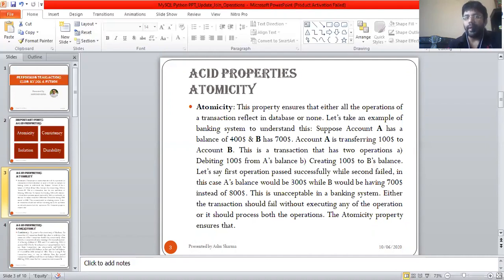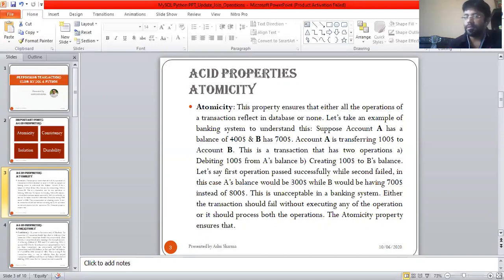Suppose account A has a balance of $400 and B has $700. Account A is transferring $100 to account B. This is a transaction that has two operations. One operation is debiting $100 from A's balance, and another operation is crediting $100 to B's balance.